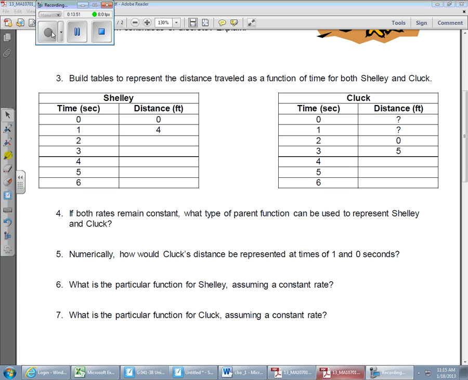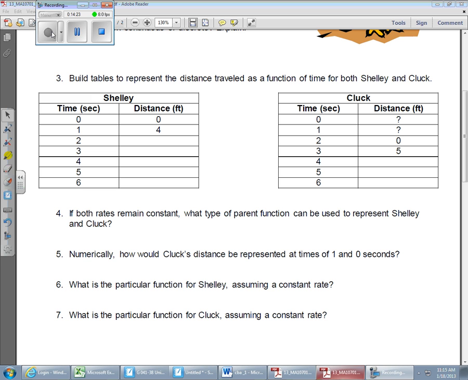Okay, the basic explanation of a parent function is it is a function that has not been changed or altered in any way. Okay, it hasn't been moved upwards or downwards in the graph, hasn't been left or right in the graph, it hasn't been widened or compressed in any way, it hasn't been turned upside down. It is the most basic form of an equation. Okay, so let's think about this question. What type of parent function can be used to represent Shelley and Cluck?